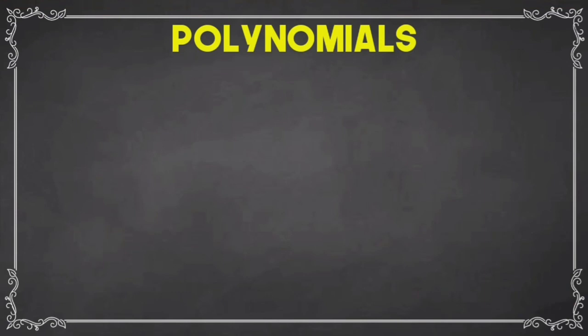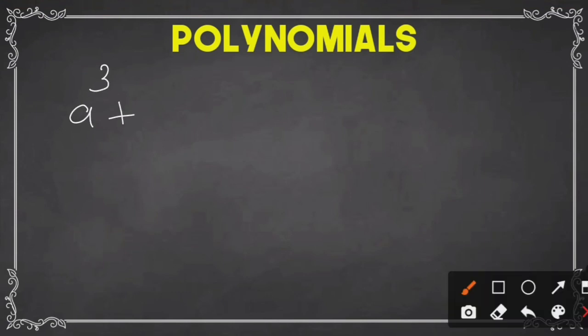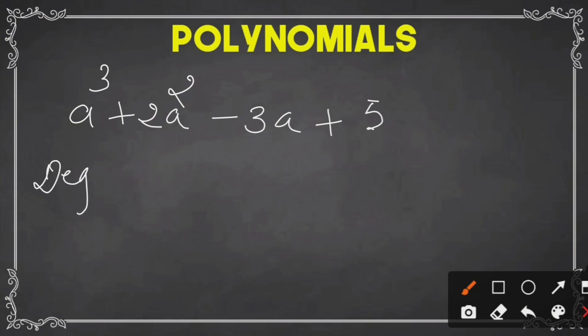One polynomial I will write: a cube plus 2a square minus 3a plus 5. Why do we say this is a polynomial? Because it has a as the variable, and the exponents of this variable are all whole numbers: 3, 2, 1, 0. So, this is a polynomial. And what is the degree of this polynomial? We have to see the highest power. Here a is not there, but its power is 0. Here a is 1, here a is 2, here a is 3. Which is the highest degree? 3. So, the degree of this polynomial is 3.